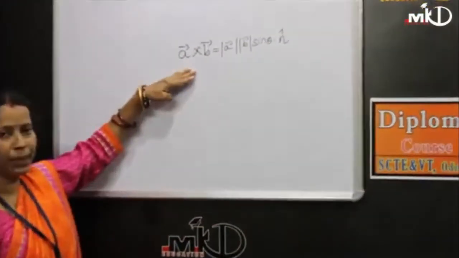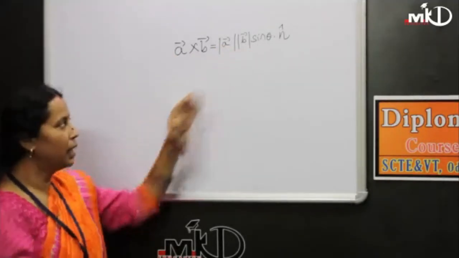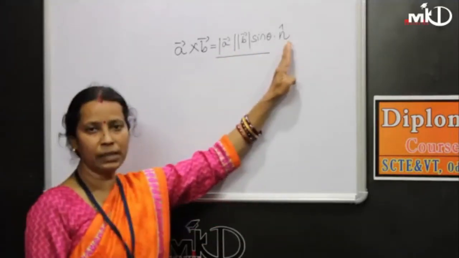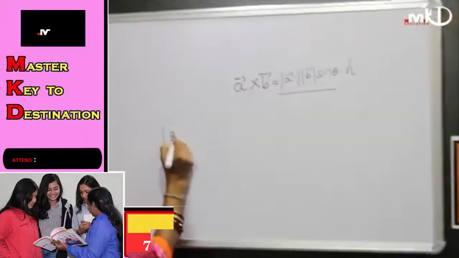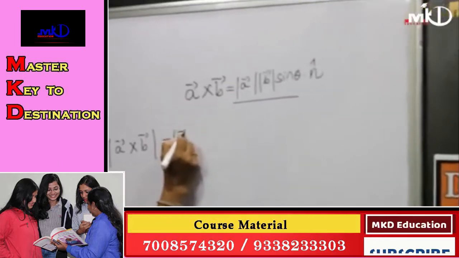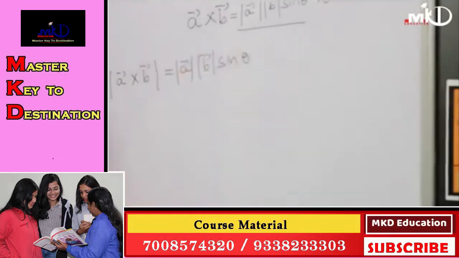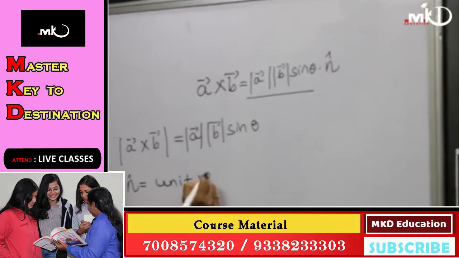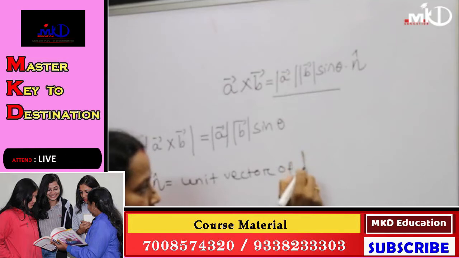So here when I represent the vector product of two vectors, A bar cross B bar is equal to this much. This is the magnitude of this vector and this is the direction or unit vector of this vector. So the modulus of this vector is equal to modulus of A bar into modulus of B bar into sine theta, and n cap is the unit vector of A bar cross B bar.